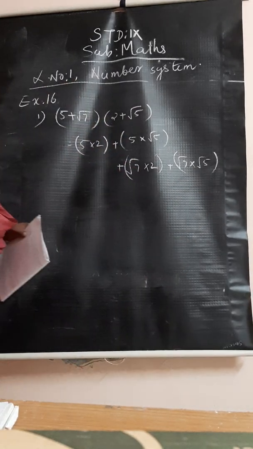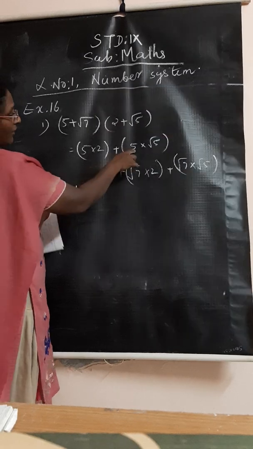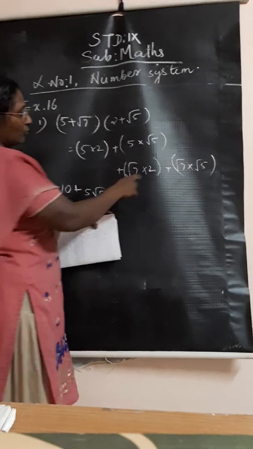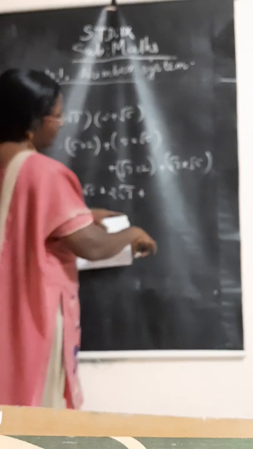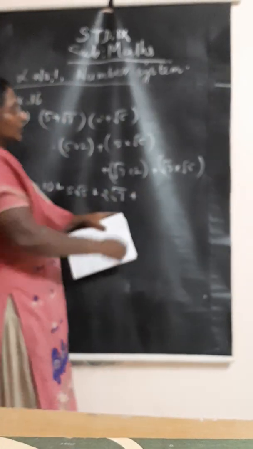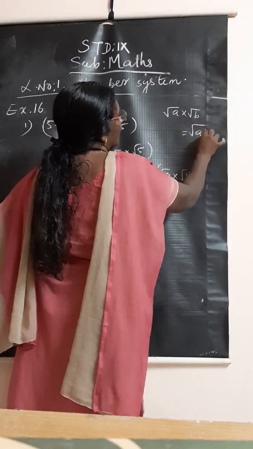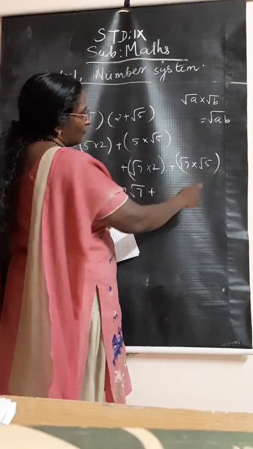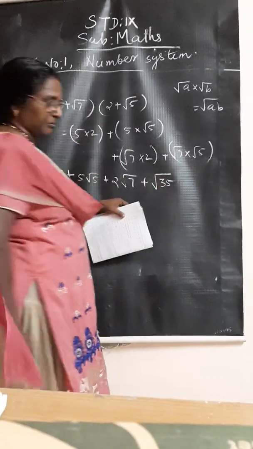Okay. Now 5 into 2, 10, plus 5 root 5, plus 2 root 7, plus root 7 into root 5. Yesterday I explained a formula: root a into root b is equal to root ab. So that formula applies. Root 7 into root 5 means what will come? Root of 7 into 5, 7 into 5, 35.